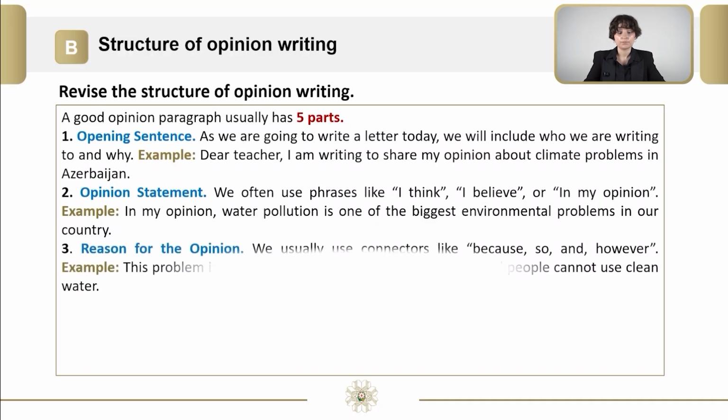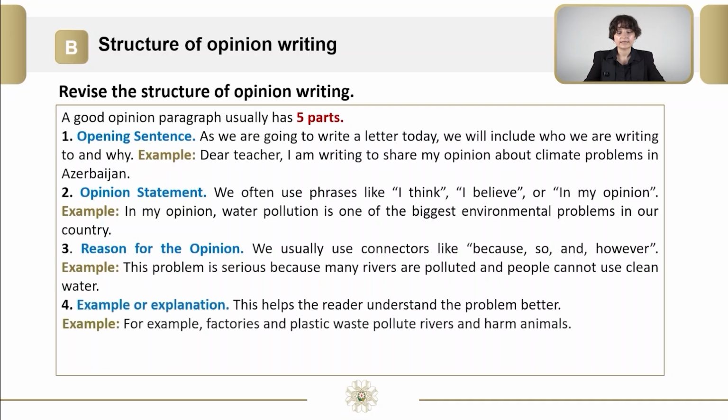Part 3. Reason for the opinion. We usually use connectors like because, so, and however. For example, this problem is serious because many rivers are polluted and people cannot use clean water. Part 4. Example or explanation. This helps the reader understand the problem better. For example, factories and plastic waste pollute rivers and harm animals.